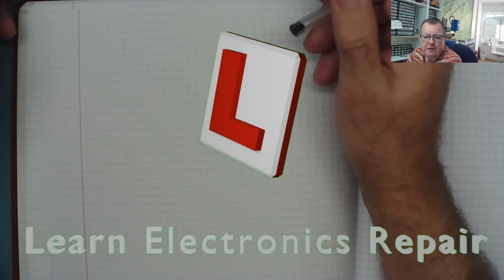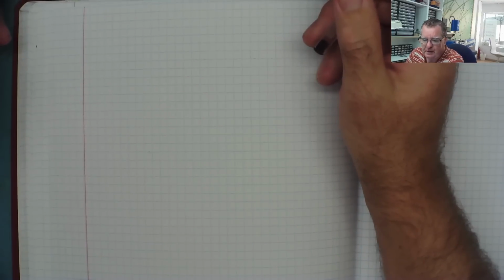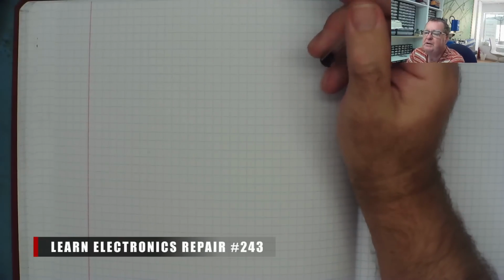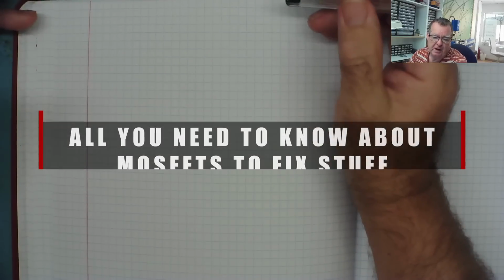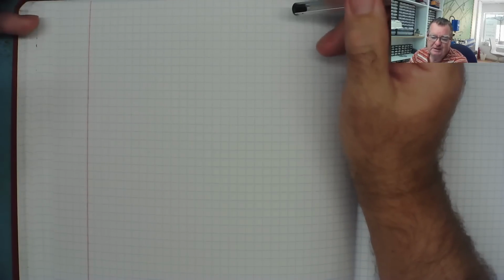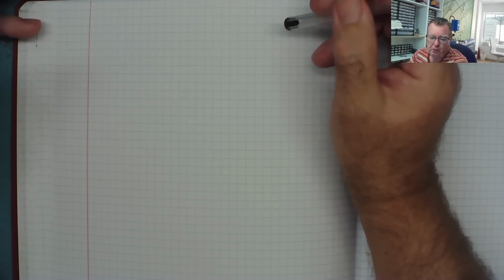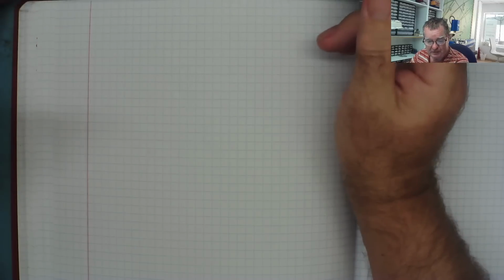In this video we're going to look at MOSFETs. So this is all you need to know about MOSFETs to fix stuff. Before you watch this video, I would suggest, if you haven't already seen it, that you watch "All you need to know about transistors to fix stuff", because we're going to start by comparing a MOSFET with a bipolar transistor.